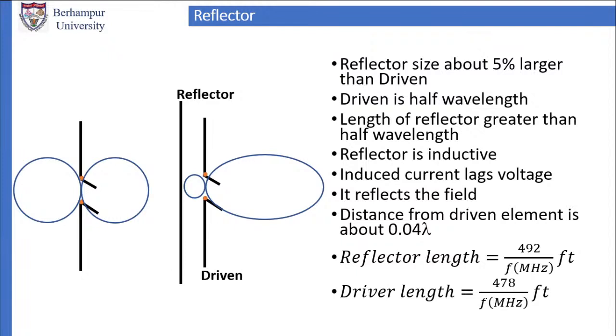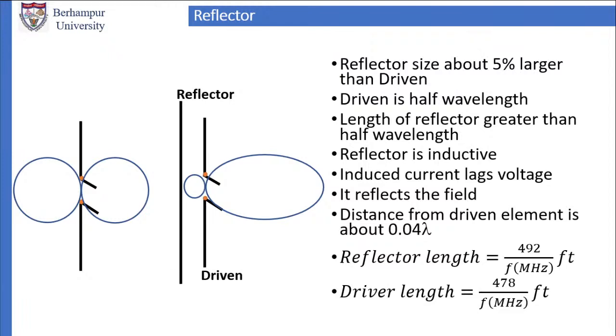Towards the left side, a small amount of power will go. Most of the power will be concentrated towards the right side. That I am showing here. The distance between these two elements, the driven element and the reflector element, is about 0.04 lambda.